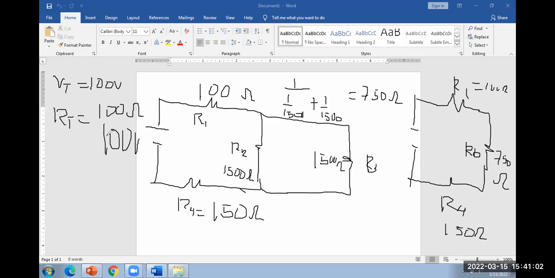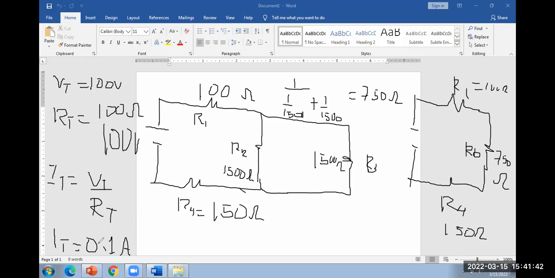Then, pwede mo nang kunin yung voltage 1 at current 1. So, kapag voltage 1, current dyan, kunin mo na rin. What is the IT? IT is VT over RT. Ilan yan? 100 divide 1,000. Ang total IT mo is equivalent to 0.1 amperes.